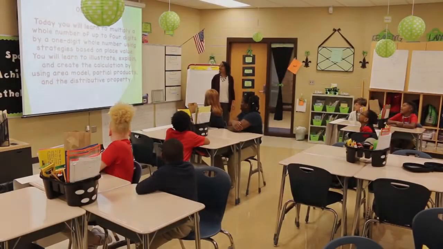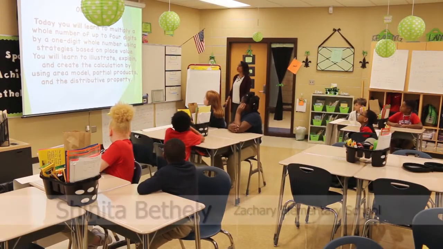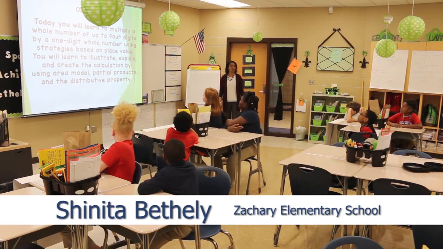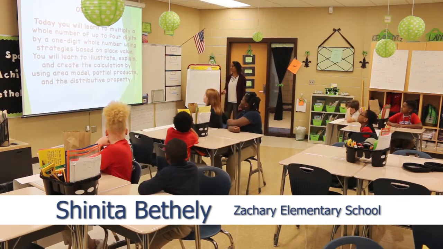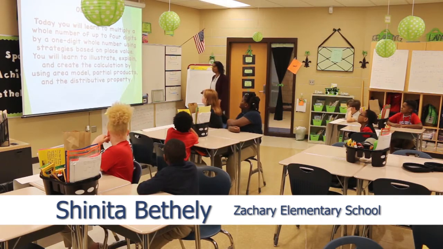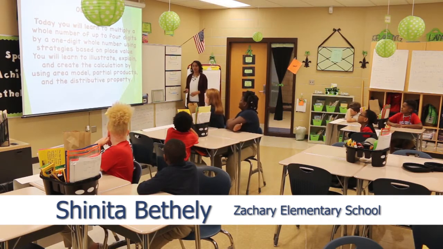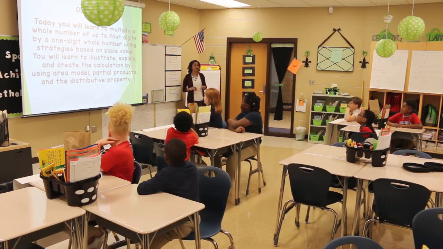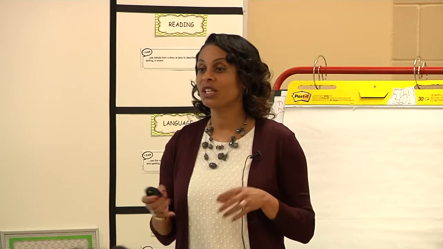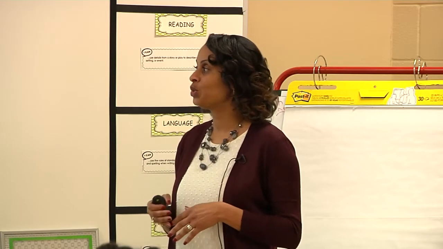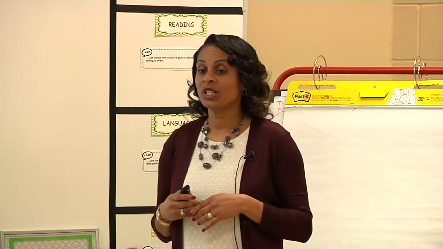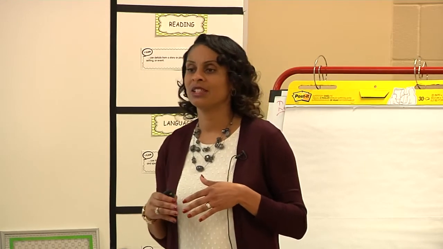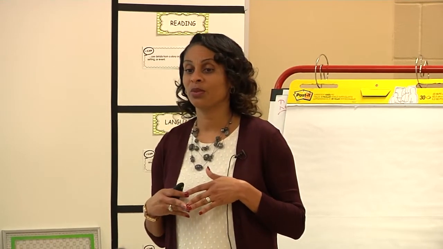Today, you will learn to multiply a whole number of up to 4 digits by a 1-digit whole number using strategies based on place value. You will learn to illustrate, explain, and create the calculation by using the area model, partial products, and the distributive property. At the end of this lesson, everyone in here should be comfortable and be able to multiply up to a 4-digit by 1-digit number, and also be able to create a word problem on your own.